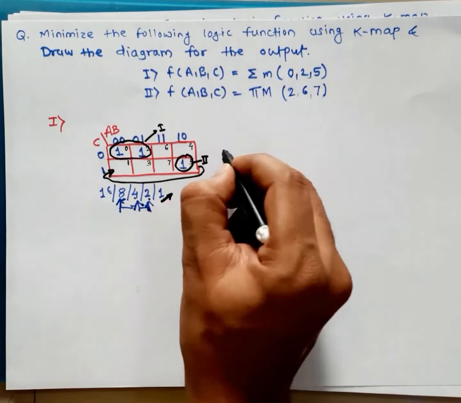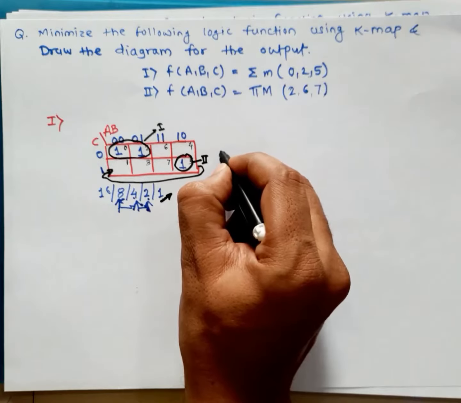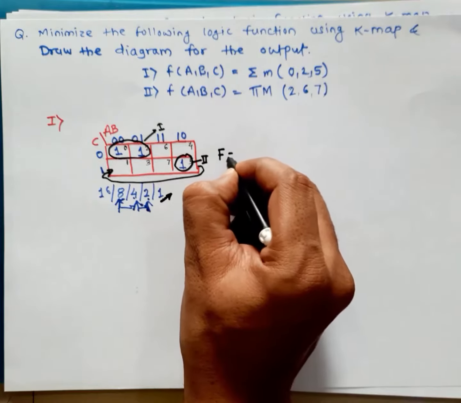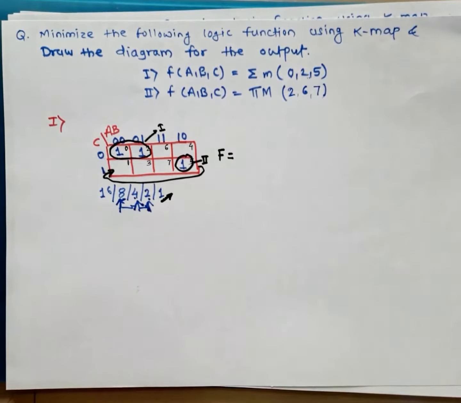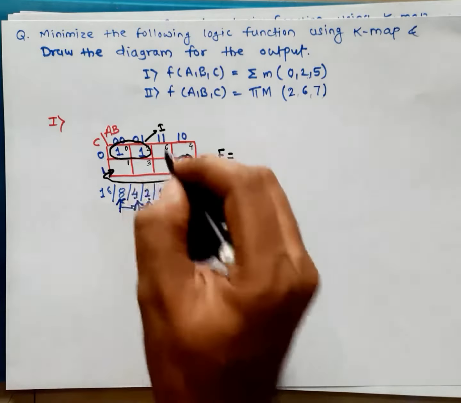So next step, after making the groups you need to calculate the final reduced equation. For the calculation of the final reduced equation, consider the number of terms. How many groups are in this case? We have 2 groups, so a minimum of 2 terms will be in our reduced equation. Now calculate the value of the first group.